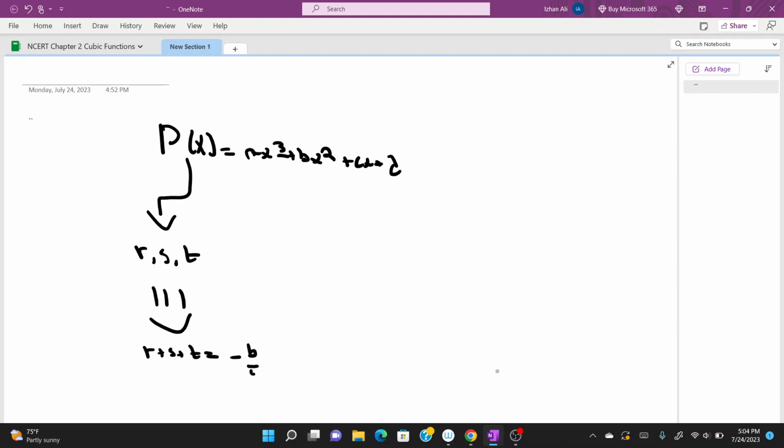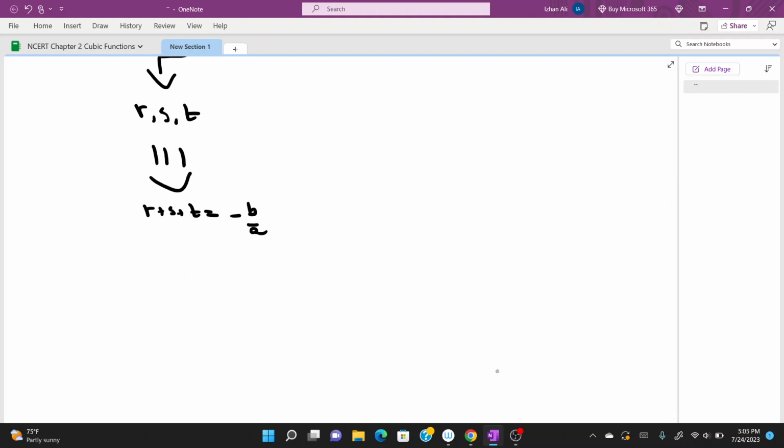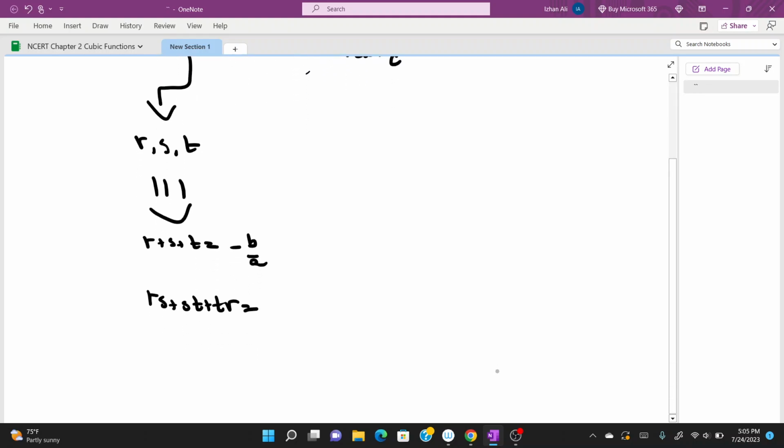we can figure that to be negative b over a. It's similar with the quadratics, as I went over, the sum of the roots and the product of the roots. With this one, we can also do rs plus st plus tr. Rs plus st plus tr is c over a. And then we need the product of the roots. Rst is negative d over a.